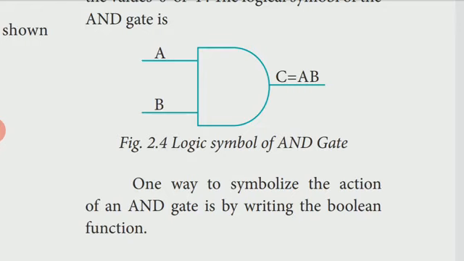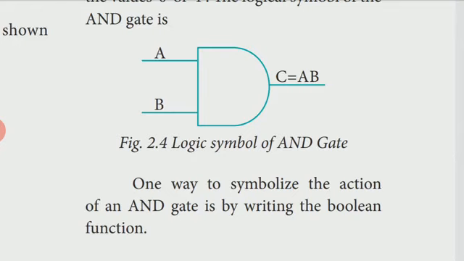So, the first one, the AND gate: if all the inputs are true, then the result becomes true. Here you can use more than two inputs to get an output. Any number of inputs you can have. All inputs should be true, that is, the inputs become 1, then the result also becomes 1.